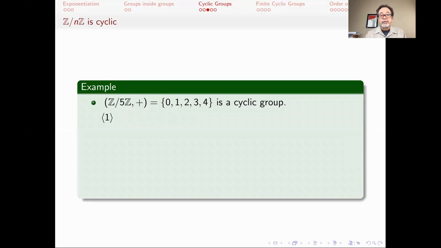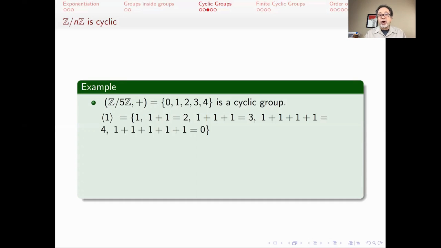What's the subgroup generated by 1? Start with 1, then you need 1 plus 1, that's 2. You also need the negatives, but if I just add things together, I will get all the elements. I will get all of 0, 1, 2, 3, 4. So 1 itself generates the whole group, and so that makes Z mod 5Z a cyclic group.